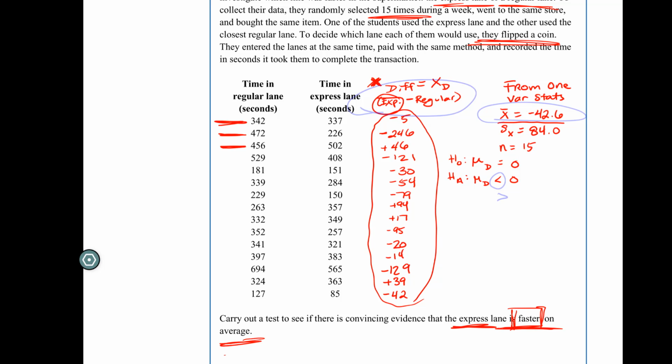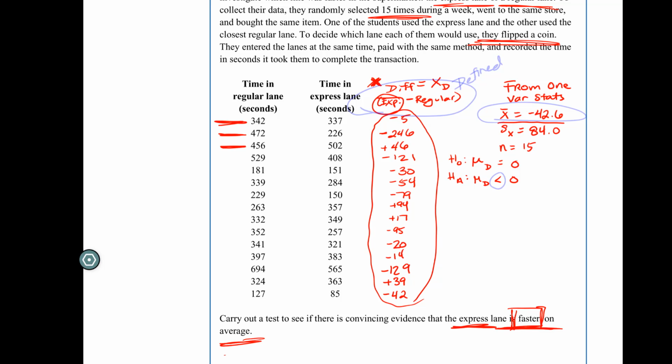So you just have to be very careful about defining everything, and this is always how we have to write this stuff out. Now, the good thing is, we've already defined our notation here. X sub d is the difference, express minus regular, for the checkout times. That's explicit enough. So mu sub d is defined. We don't need to write out that definition sentence, so that saves us some time.